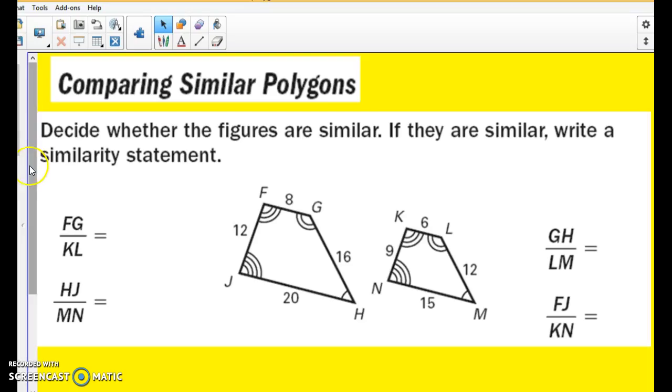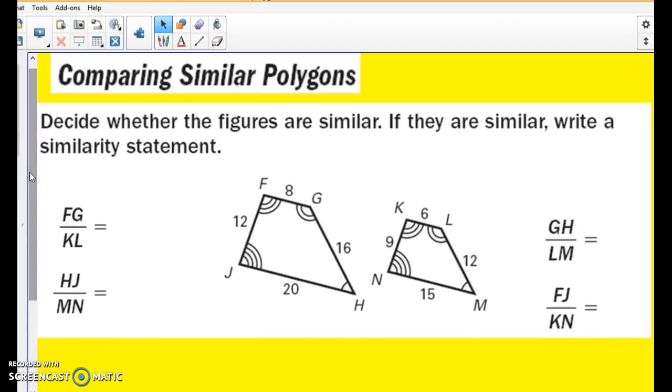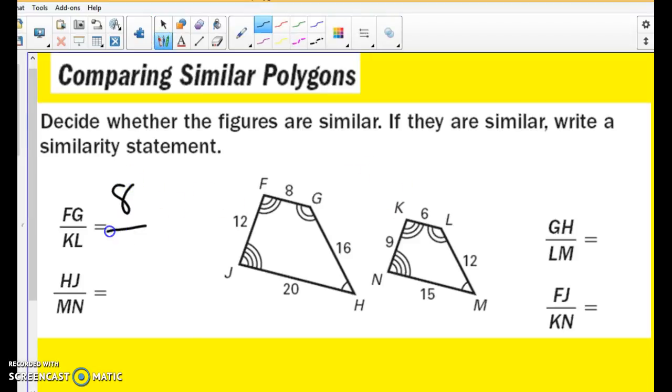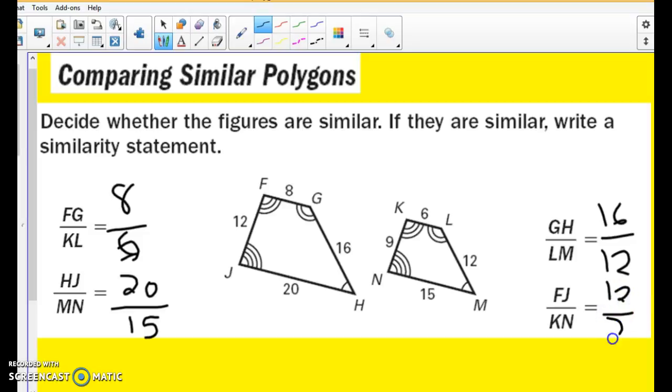So this first one is just asking if they're going to be the same kind of trapezoids. So it's saying that F and G and K and L should have the same proportion. So I have 8 over 6. I see H to J is 20, and that should be the same as M to N, which is 15. G to H is 16. L to M is 12. F to J is 12. And K to N is 9.